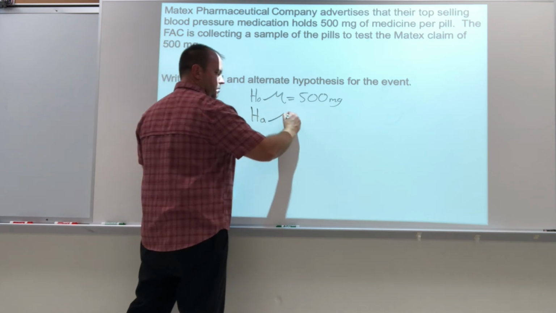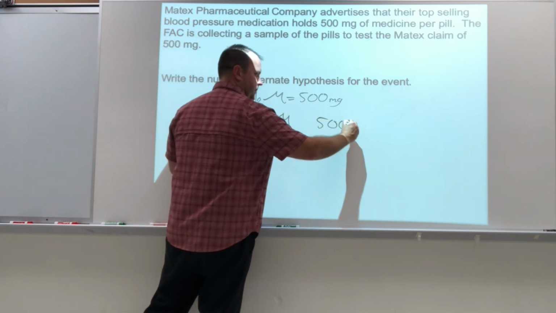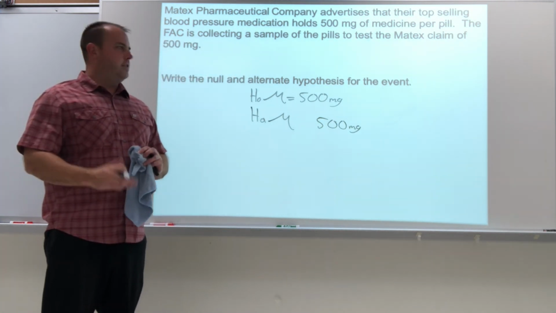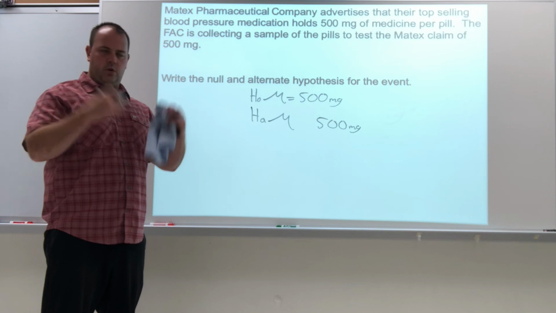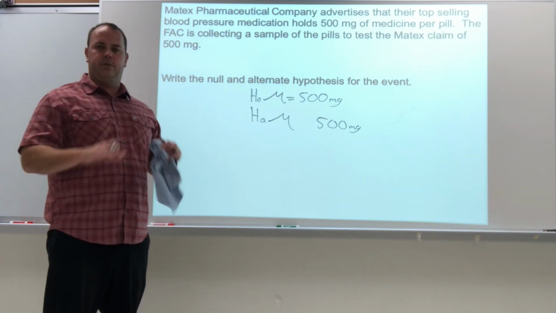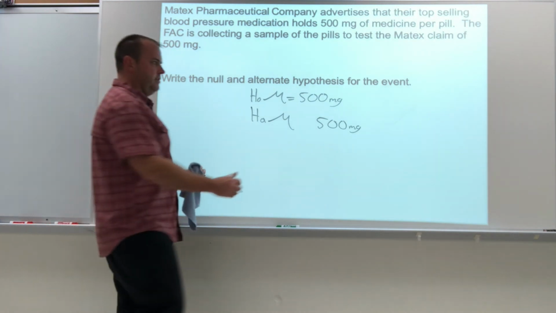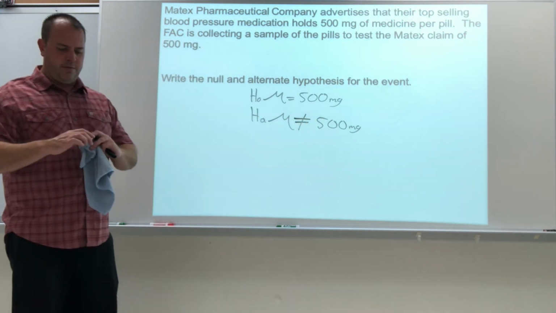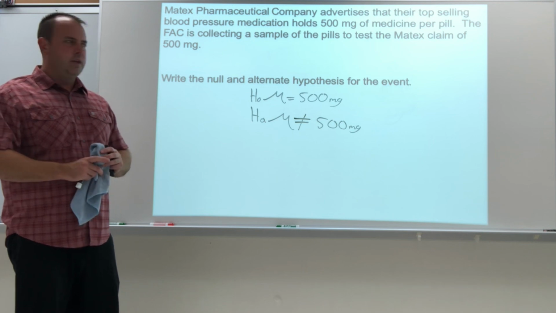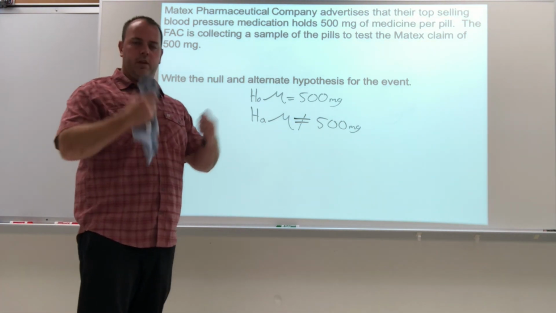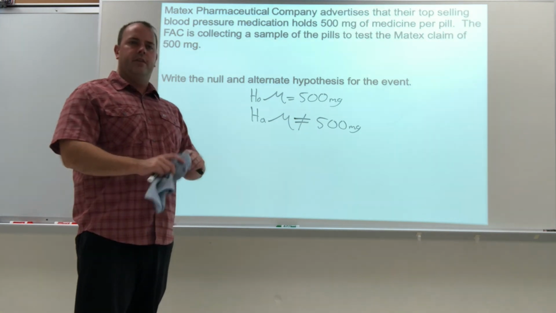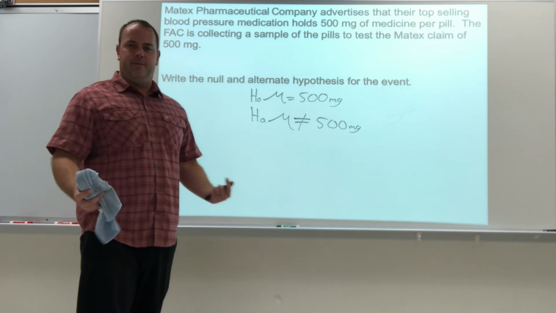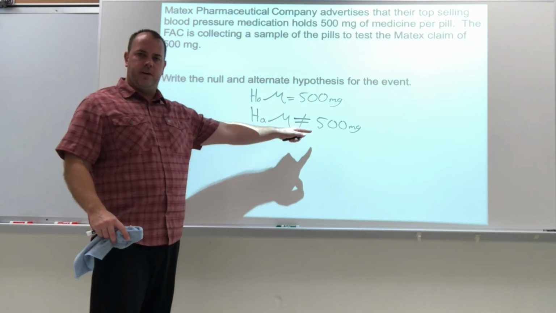Alternative, mu 500. And now we need our symbol. It's not claiming that they're increasing that 500 or decreasing that 500. They're saying it is 500. So we just want to know, is there a difference? So I'm putting the not equal to sign for my alternative. Because they're not saying they're putting more than 500, or less than 500. They're saying it is 500. So what we are questioning then is, is it any different than 500, or just not equal to 500?